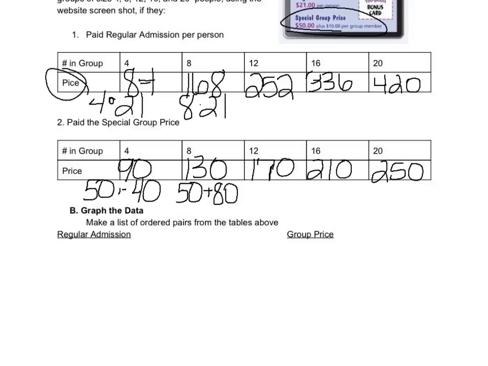So when you pause the video to make your ordered pairs before checking out what I have, it'd be a great time to grab 2 different colors if you have that fairly handy. So go ahead, pause now, make your list of ordered pairs from the table where you paid regular admission, and then make your list of ordered pairs from the table where they paid the group price.